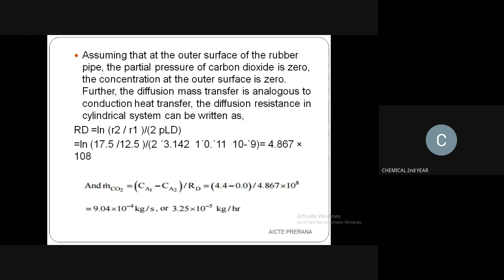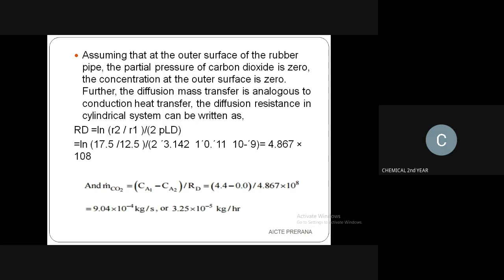The diffusion resistance in the cylindrical system can be written as, we have already seen this formula in the last problem itself. That means the diffusion resistance Rd is equal to ln of R2 divided by R1, divided by 2 into pi, into length into diffusivity. Here they have written it in inches. You can also write it in centimeters or meters, whatever you want. Convert it and you can write it.